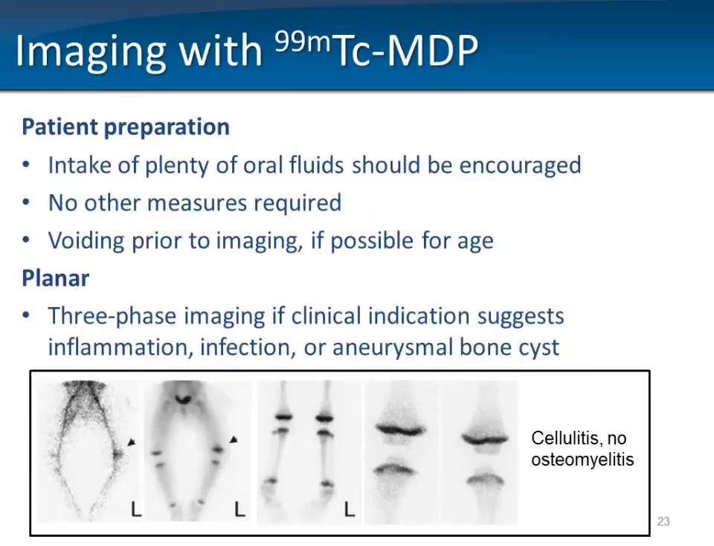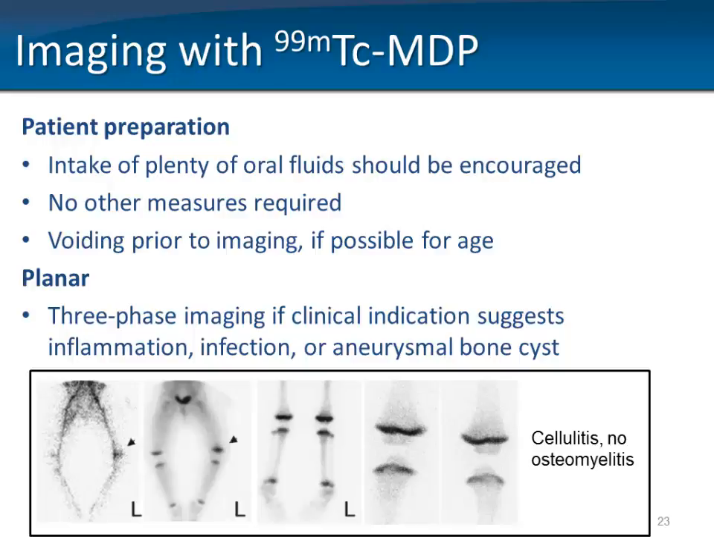So how should you prepare the patient? Well, basically the only thing you need to do is assure an adequate intake of oral fluids, and that basically is it. If the patient is in the age range to control his bladder, you should of course stimulate voiding prior to imaging, but of course that is not always under our control.